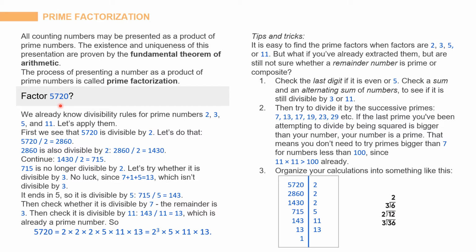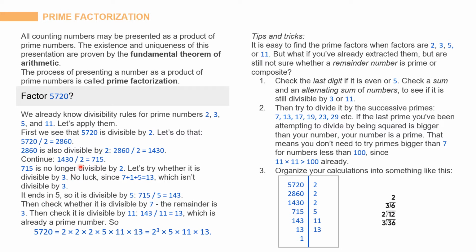Let's look at an example. Factor 5,720. So it's very easy to apply the divisibility rules for 2, 3, 5, 9, 11, etc. So let's apply them. Well, we see it's divisible by 2 because it's even. We see it's still divisible by 2. Still divisible by 2. Now we see it ends in a 5, so we're going to see it's divisible by 5 down there.